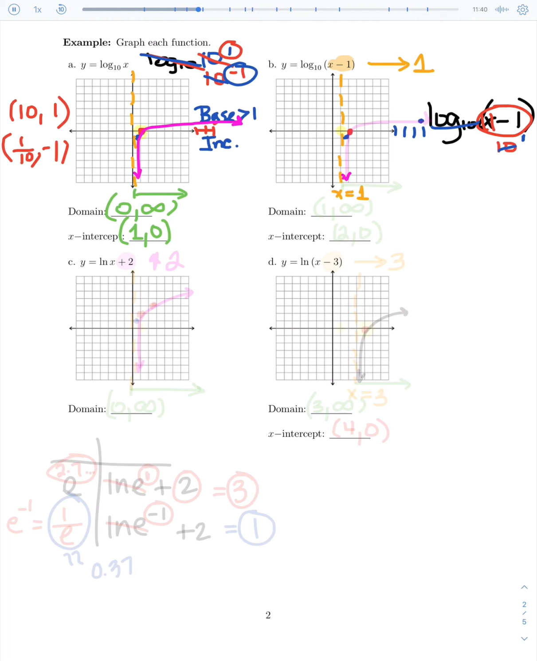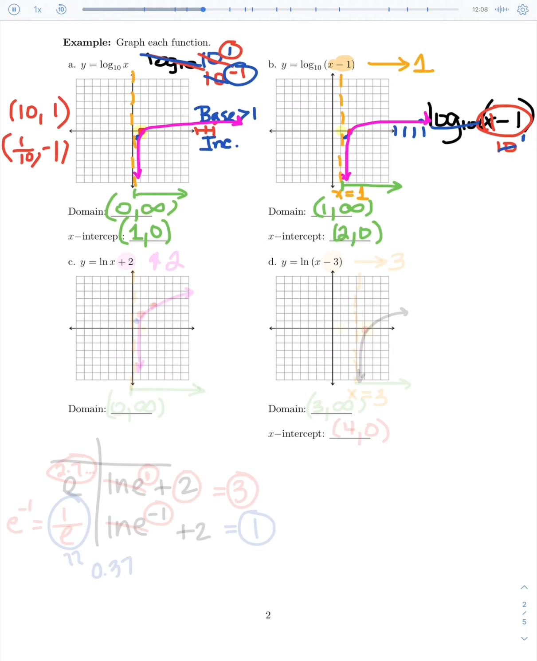It will look exactly the same as the last problem, just the whole graph has been shifted over to the right one. Which means that is exactly what my domain is going to be: instead of starting at 0, it's starting here at 1 to infinity. Again, there's an asymptote at 1, so I have to use parentheses. This time, instead of my x-intercept being at 1, now it's at (2, 0).